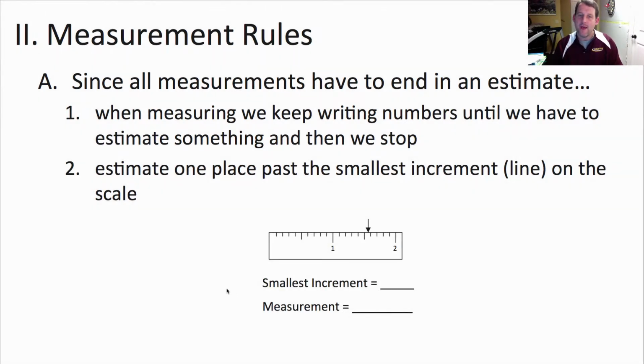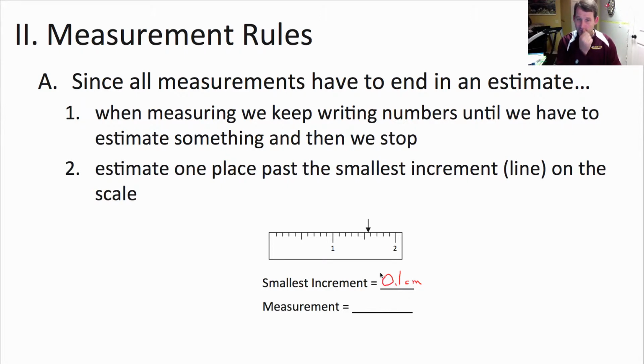Before we actually measure, it's going to be helpful that we figure out what the smallest increment is. So how big is each little line? We come in here, we can count them up. 1, 2, 3, 4, 5, 6, 7, 8, 9, 10. There are 10 little increments in here. So that means each piece must be 1/10 of a centimeter, which is 0.1. So our smallest increment is 0.1 centimeters. It's going up by 0.1 centimeters every time. So now we know from our measurement rule that we're going to measure one place past. So we should expect our measurement to be in the hundredths place, not the tenths place.